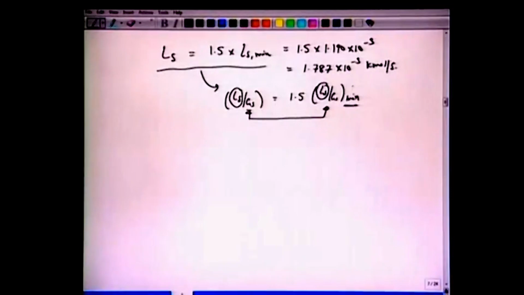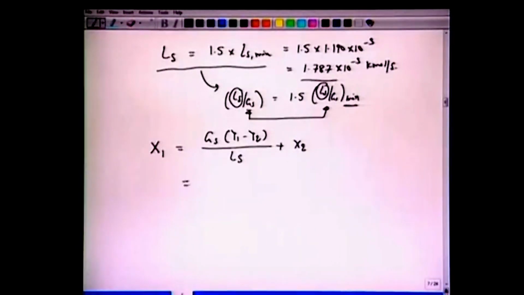Once you know Ls, now again you can go back and put back in the same equations to obtain x1. Gs, so same operating line. Now we are rearranging to write Gs by Ls plus x2. So from here we know Ls, we can calculate x1, 0.1190.